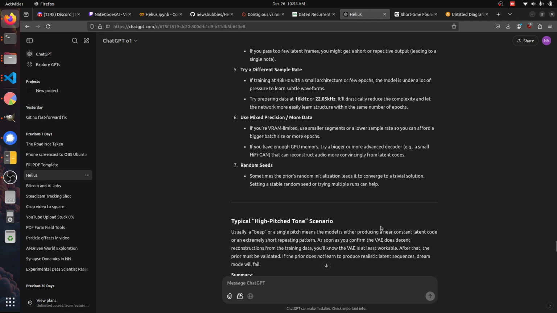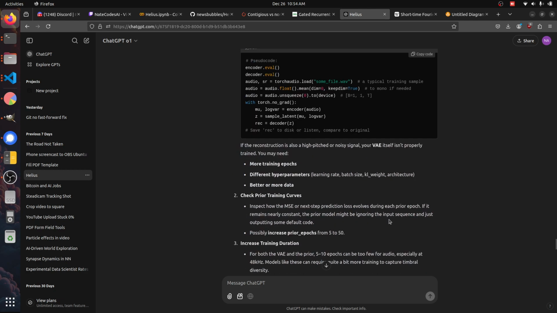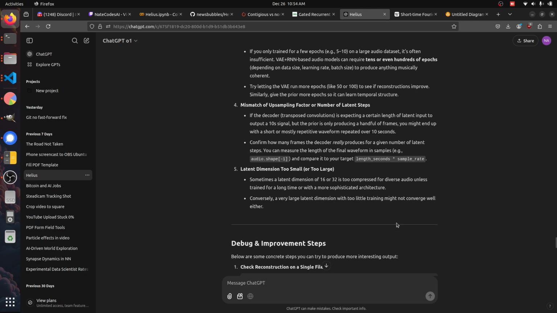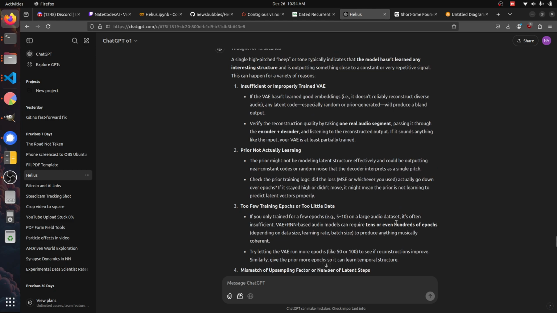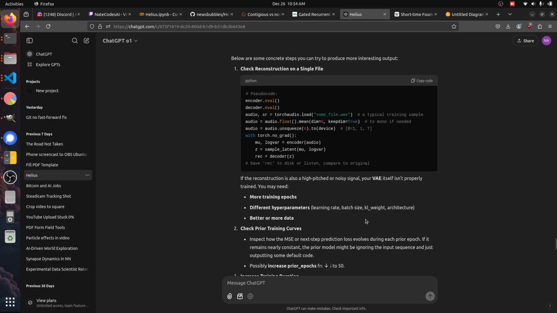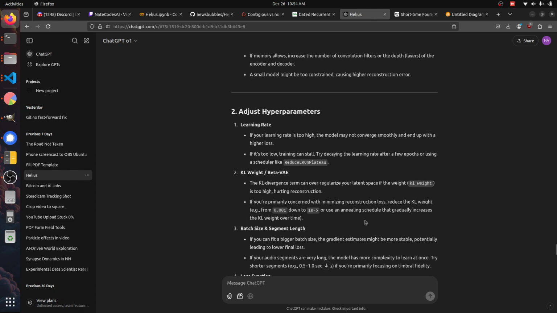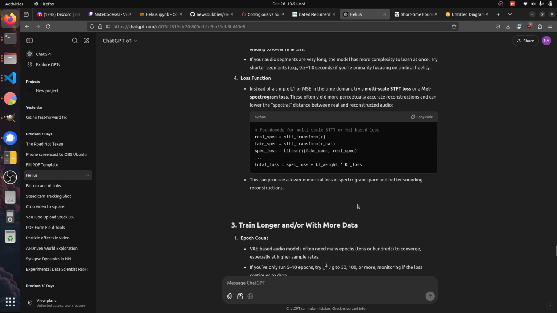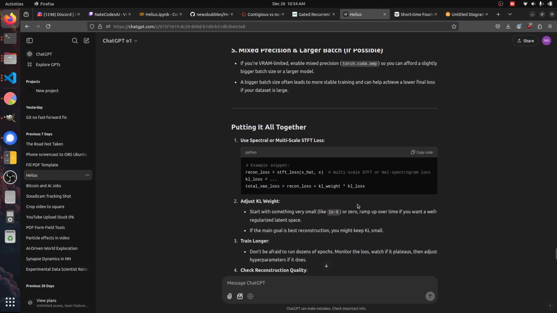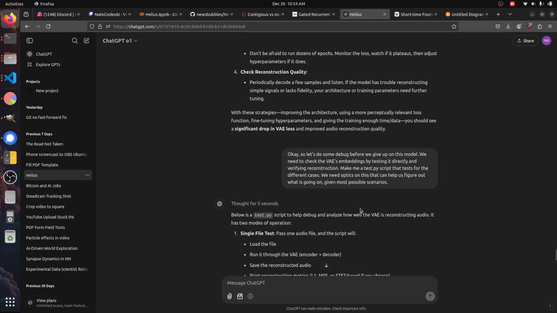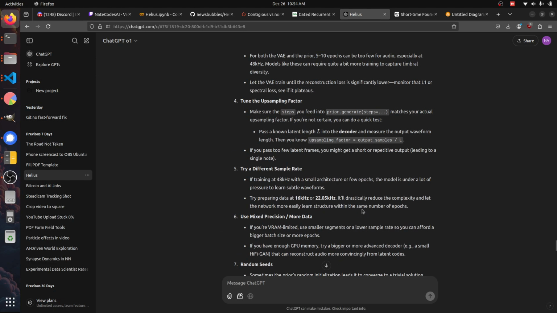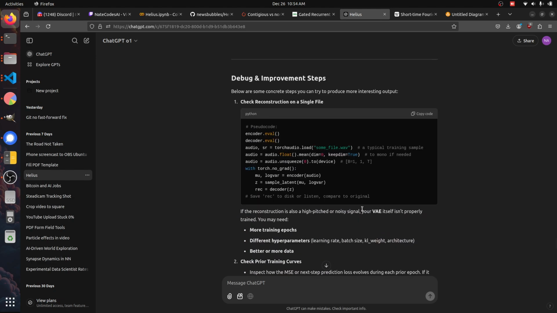So I'm thinking that the problem is not in the VAE. It is in the prior, not actually learning. The prior might not be modeling latent structure. There's this part down here where you could actually try different architectures, and I was like, oh shit, that's a good idea. But I don't want to give up on this idea because it seems like a very solid architecture.